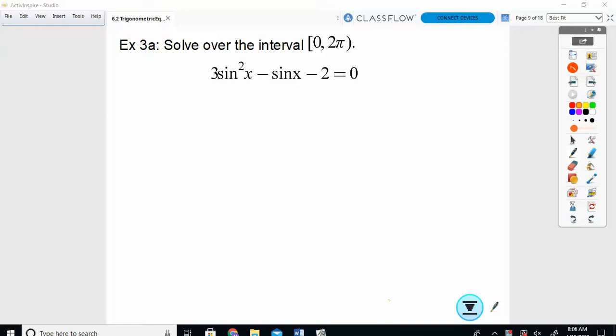Really, what this comes down to is knowing your unit circle. How confident are you guys in your unit circle knowledge?